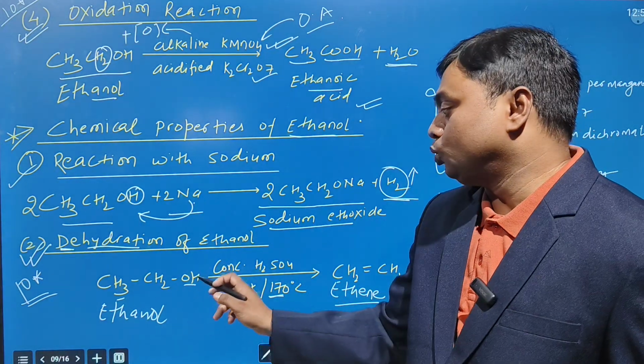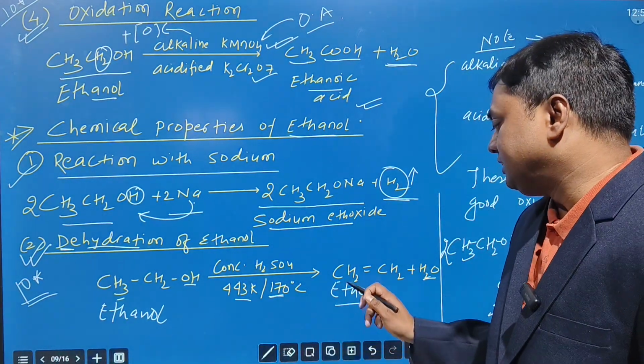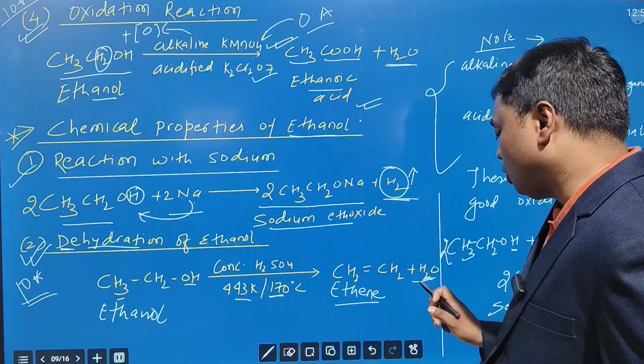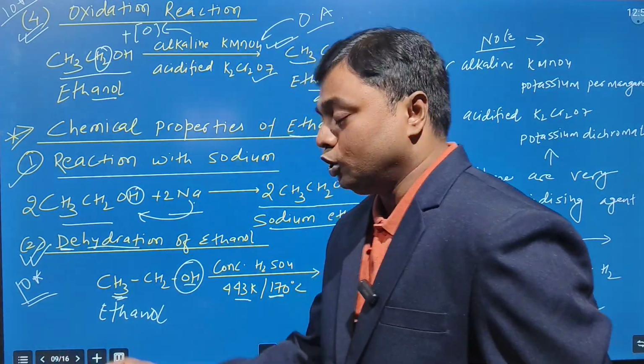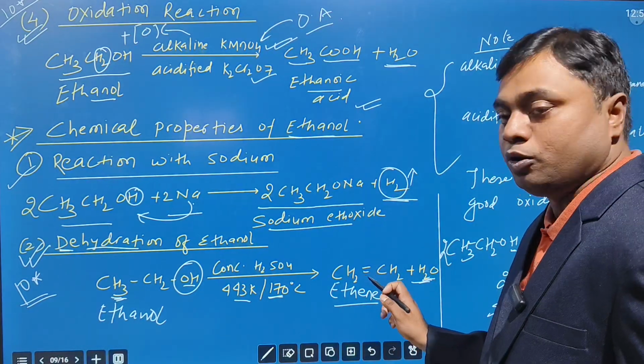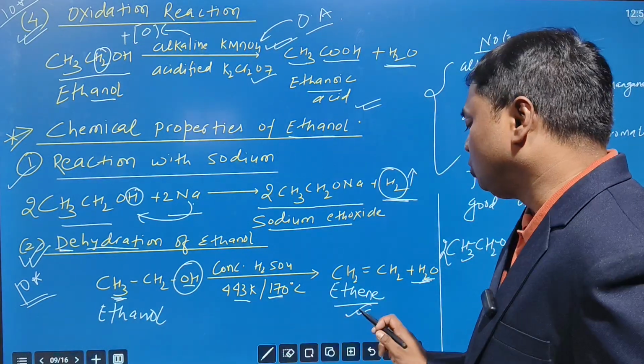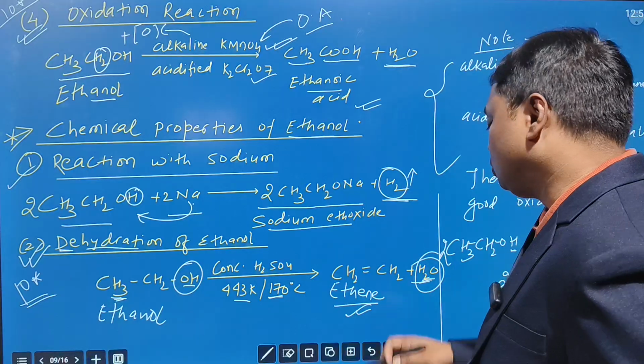So CH3CH2OH will change into ethene, CH2=CH2, plus H2O is lost. How is this happening? OH from here and one H from here is lost, so it forms CH2=CH2, that is ethene. So ethanol changes into ethene, and H2O is removed.